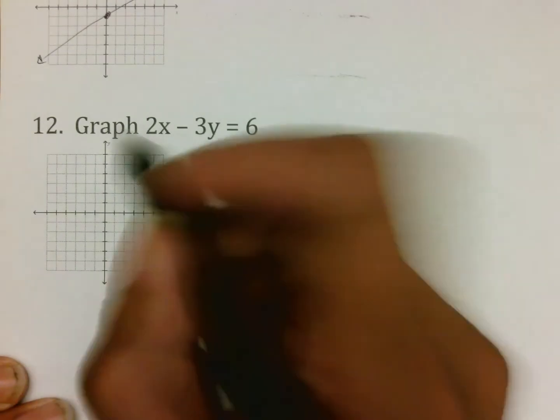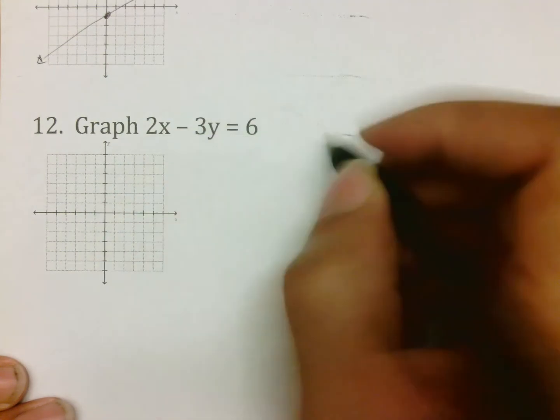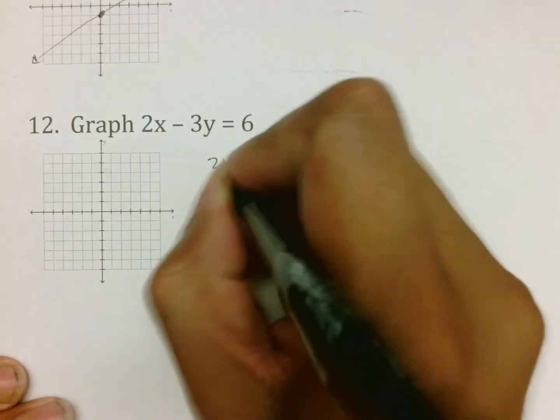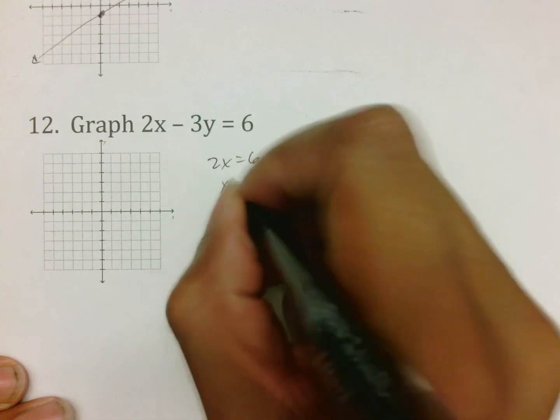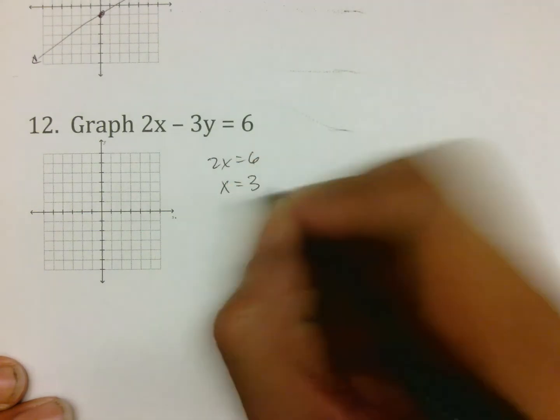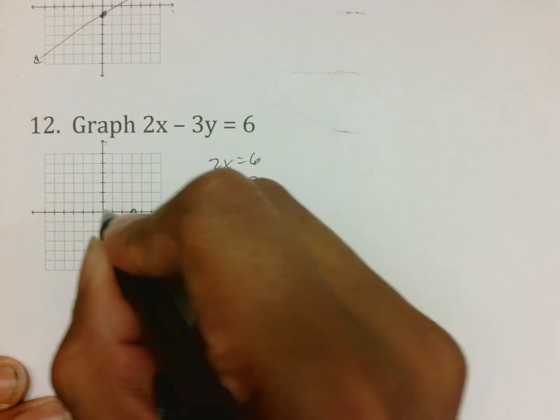Number 12, 2x minus 3y equals 6. This is the one where it's not slope-intercept form, but this is the one where I said you should ignore y first, getting 2x equals 6, which means obviously that x is equal to 3. We talked about how this is the x-axis and that x equals 3 is to the right. Now if this was x equals negative 3, we would have gone to the left.